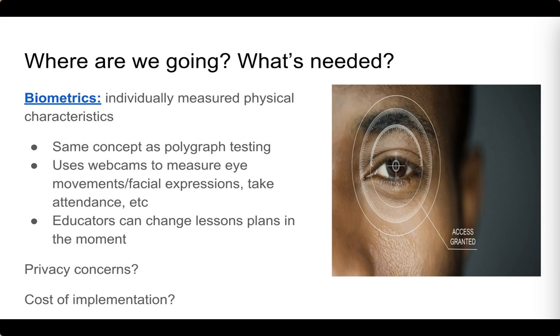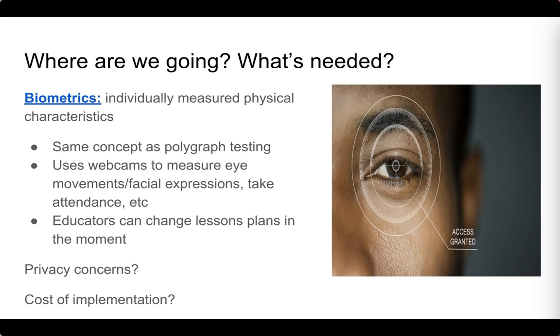So another big thing moving forward that we actually just talked about is the idea of biometrics. So biometrics, that's the science of analyzing physical responses that are being emitted by the human body. The best example of this is polygraph testing, where you're hooked up to a machine, they ask you questions, they monitor your pulse, your blood pressure, whether or not you're sweating, things like that, to determine if you're telling the truth or not.